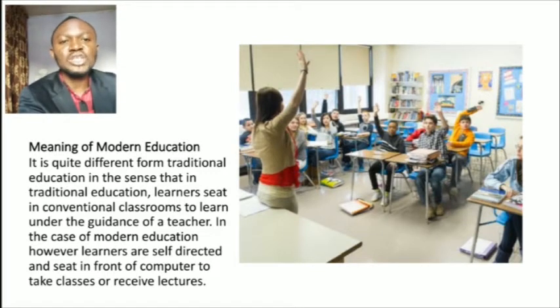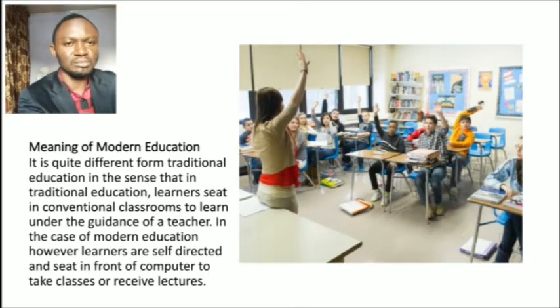So we say modern education is quite different from traditional education in the sense that in traditional education, learners sit in a conventional classroom to learn under the guidance of a teacher. In the case of modern education, however, learners are self-directed and sit in front of a computer to take classes or receive lectures. You see traditional education under conventional classroom on the screen, where there is a teacher and there are learners or group of learners, students if you like, taking classes or tutorial. They are under the strict guidance of their teacher.